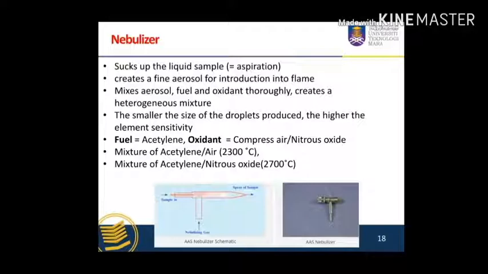The fuel here is acetylene and the oxidant is either compressed air or nitrous oxide. If acetylene is mixed with air, the temperature of the flame can be up to 2300 degrees. Meanwhile, with a mixture of acetylene and nitrous oxide, the temperature can rise up to 2700 degrees. So you can see the picture of the AAS nebulizer.